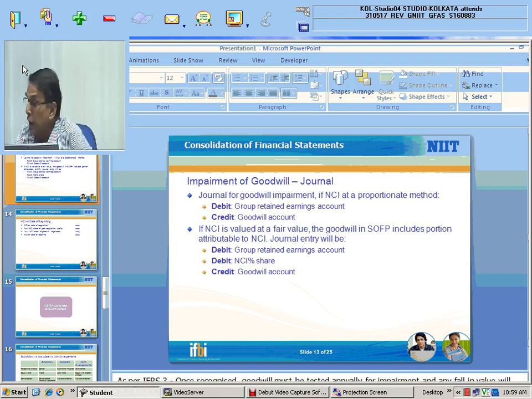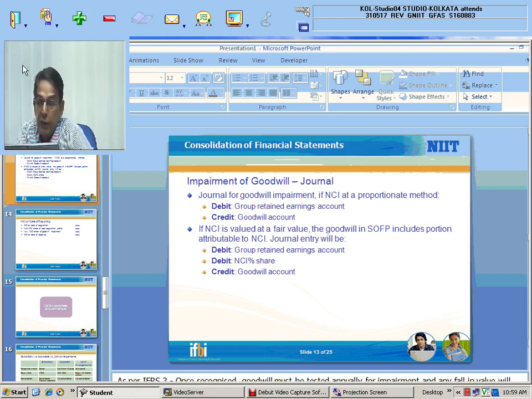If NCI is valued at the fair value, that is, the fair market value of the shares held by the non-controlling interest, the goodwill in the statement of financial position will include the portion attributable to NCI. Then we will have to allocate the goodwill impairment between the majority interest and also the minority interest. So the journal entry will be debit group retained earnings account, debit NCI's percentage share and credit goodwill account.